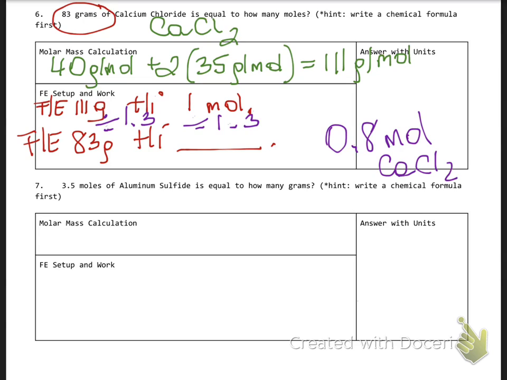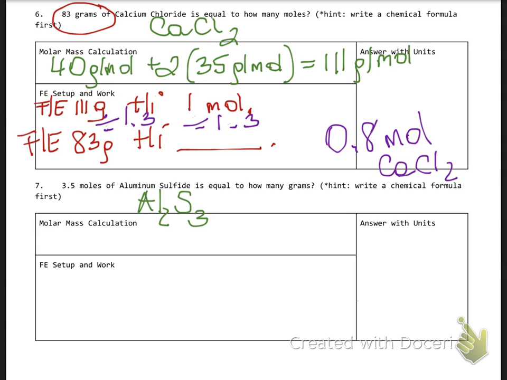How would you go the other way? Well, let's take a look at another problem, and that is for every 3.5 moles of aluminum sulfide, how many grams is that? Again, I don't have a formula, so the first thing that I need to do is find a formula for the substance. Aluminum is +3, sulfide is -2, so the finished formula will be Al2S3.